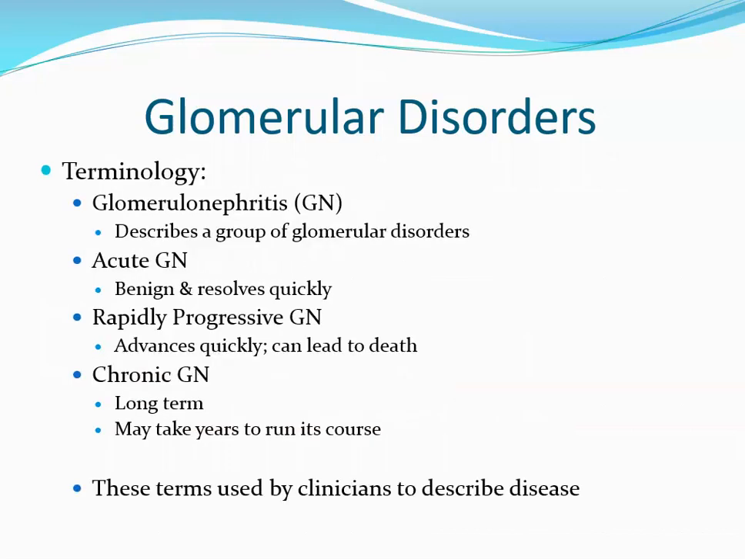Next are some basic terminology associated with glomerular disorders. The first is glomerular nephritis. This is a very general term used to describe a group of glomerular disorders. Then we can become more specific. Acute glomerular nephritis is a benign disorder and tends to resolve itself quickly. Rapidly progressive glomerular nephritis advances quickly and can lead to death in a matter of a few months. Chronic glomerular nephritis is more long-term, and this can take years to ultimately run its course. These terms are used by clinicians to describe the disease.